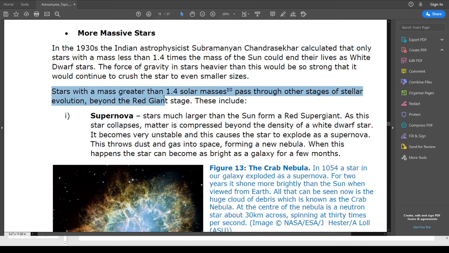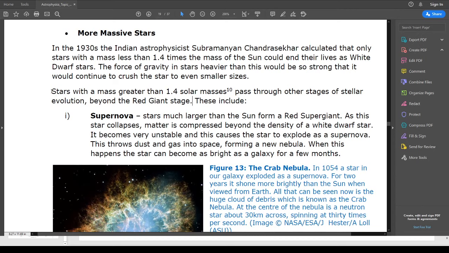So, stars with a mass greater than 1.4 solar masses pass through other stages of stellar evolution beyond the red giant stage. So, when I say the sun is an average and small star, but then I go on to talk about the other stars. Remember this, we talked about two life cycles. One is nebula to average star to red giant to planetary nebula to white dwarf. Another is more massive star: nebula to massive star to the red supergiant to supernova to black hole or neutron star.